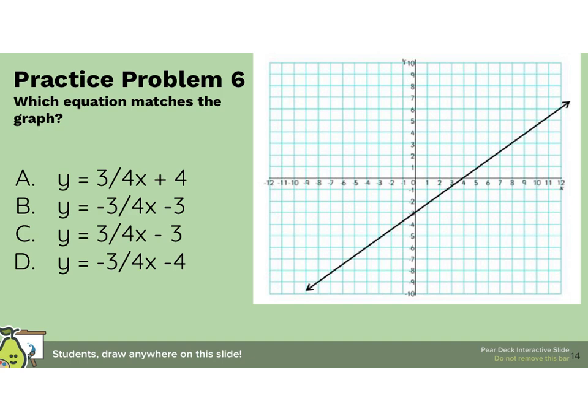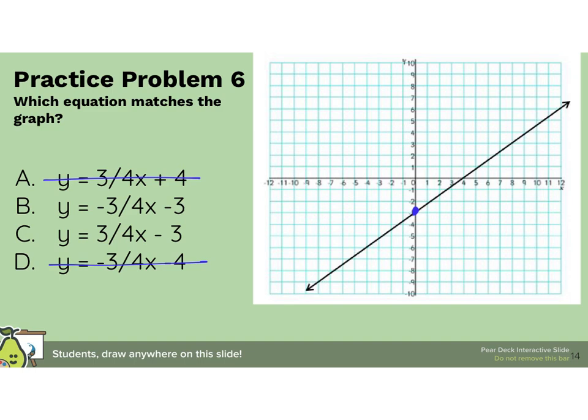Last problem. We have to figure out the equation that matches this graph. Start with your y-intercept. Here it is. What number is that? -3. Cross out the answer choices that don't have -3 as the y-intercept. So you should have crossed out A and D. They had 4 and -4.